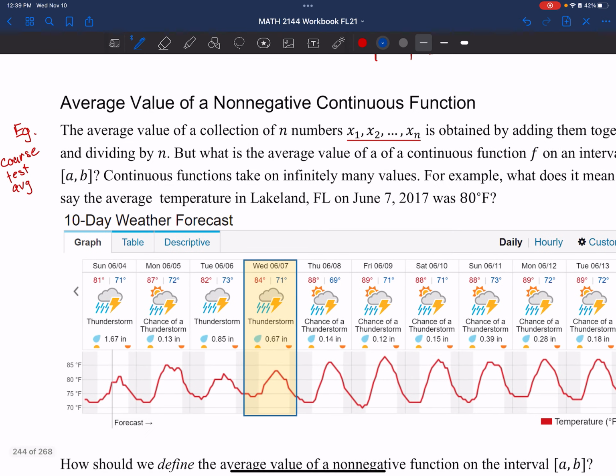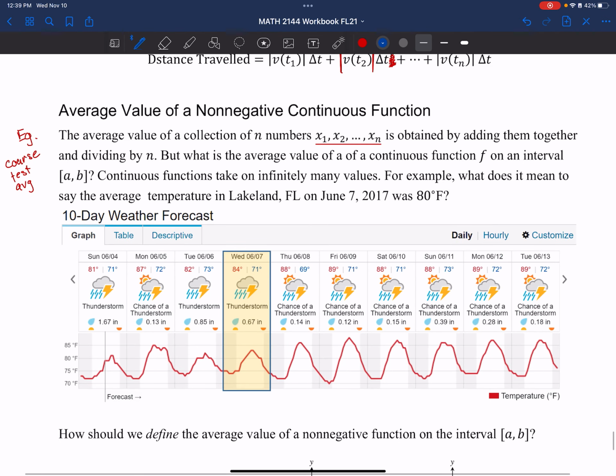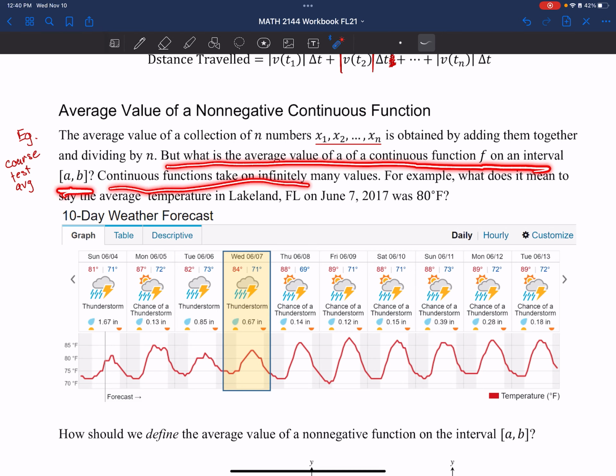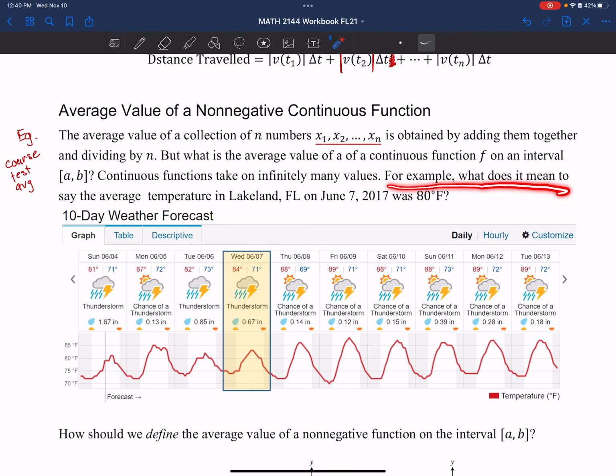But this is what we're going to be able to do with finite sums. What is the average of a continuous function on an interval, say a to b? Continuous functions take on infinitely many values. For example, what does it mean to say that the average temperature in Lakeland on June 7th, 2017 was 80 degrees?